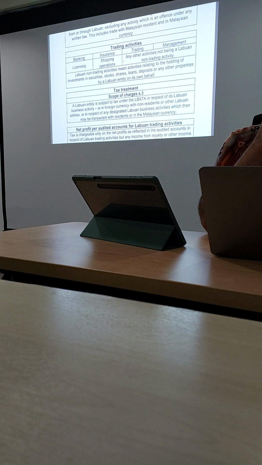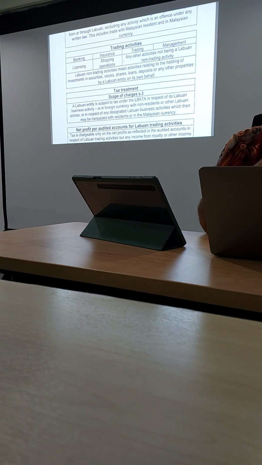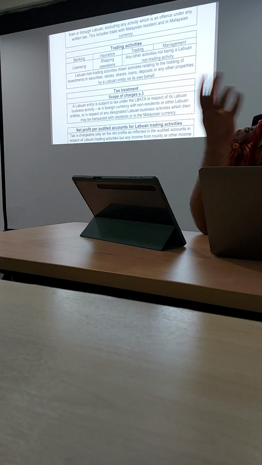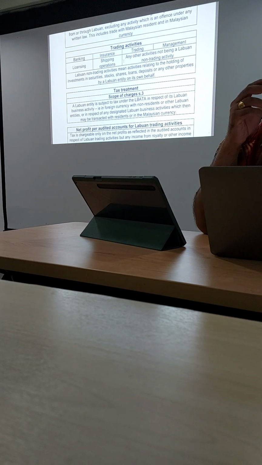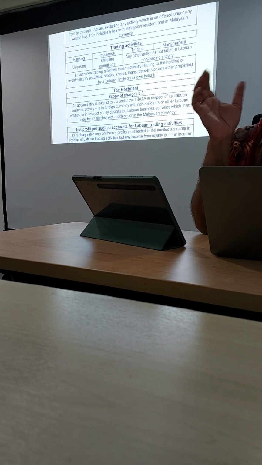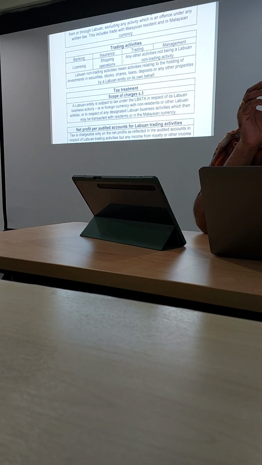A non-trading activity is the holding of investment in securities, stocks, shares, loans, deposits, or properties by a Labuan entity on its own behalf. So you have a company that owns a lot of properties around the world, got it? Or it could have a lot of loans given out to a lot of companies. So that means it's going to be reporting. These are called non-trading activity, got it? Another one is called trading activity.